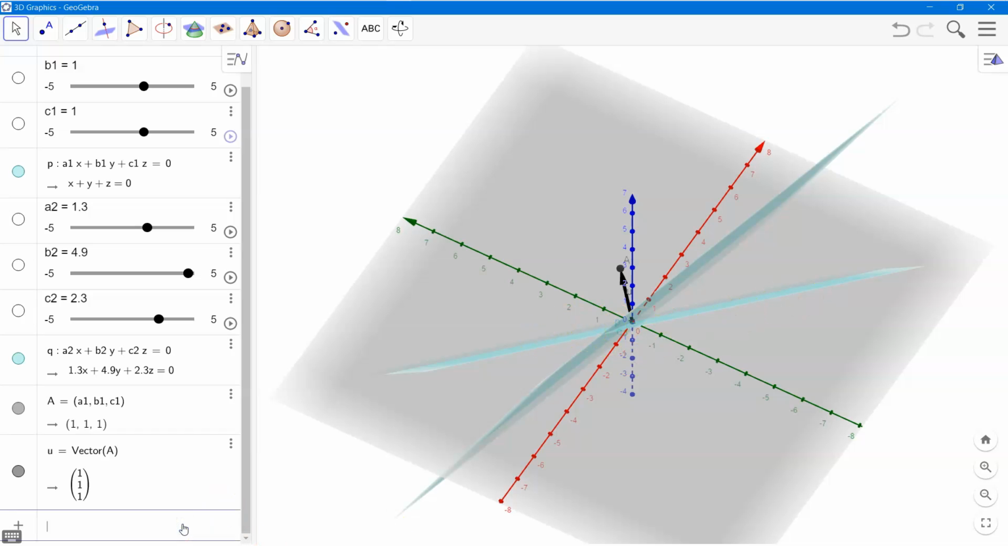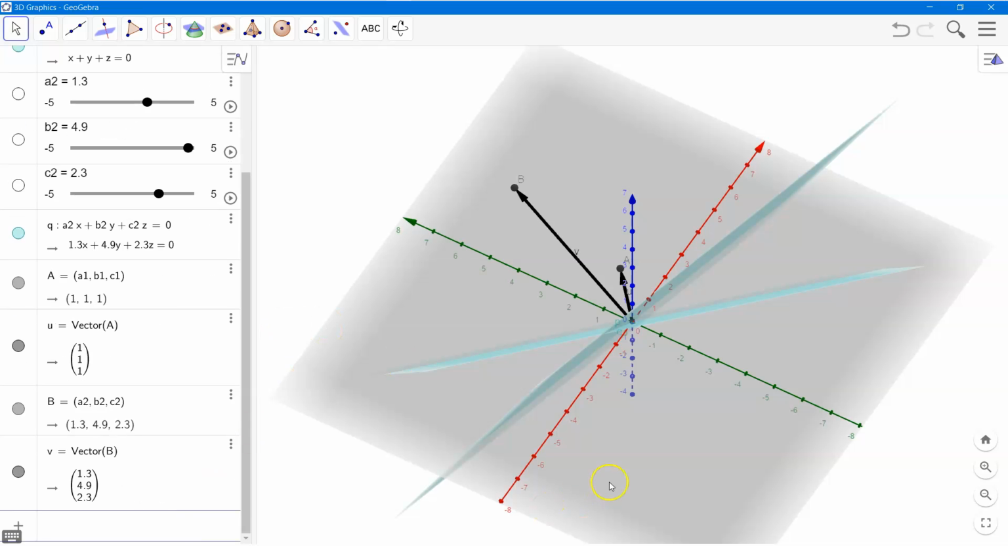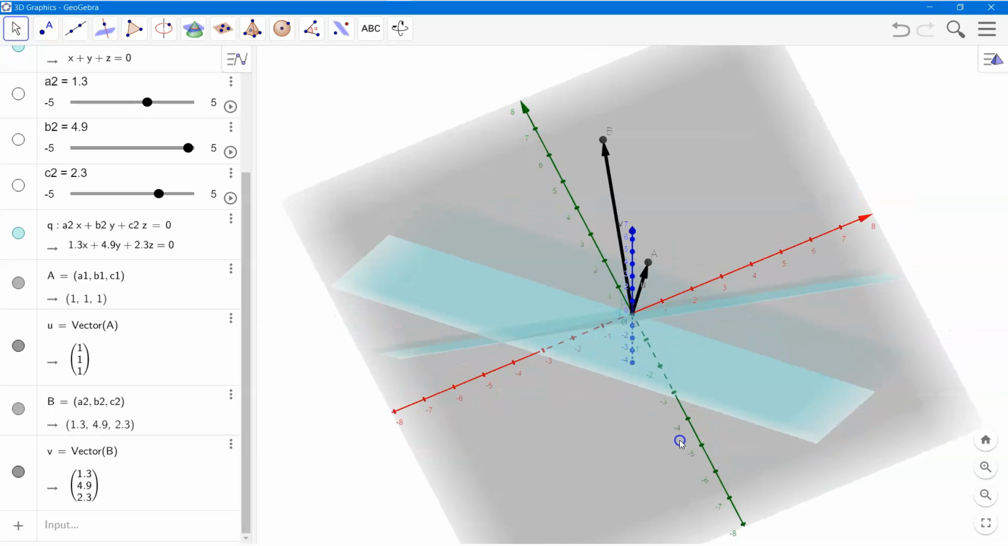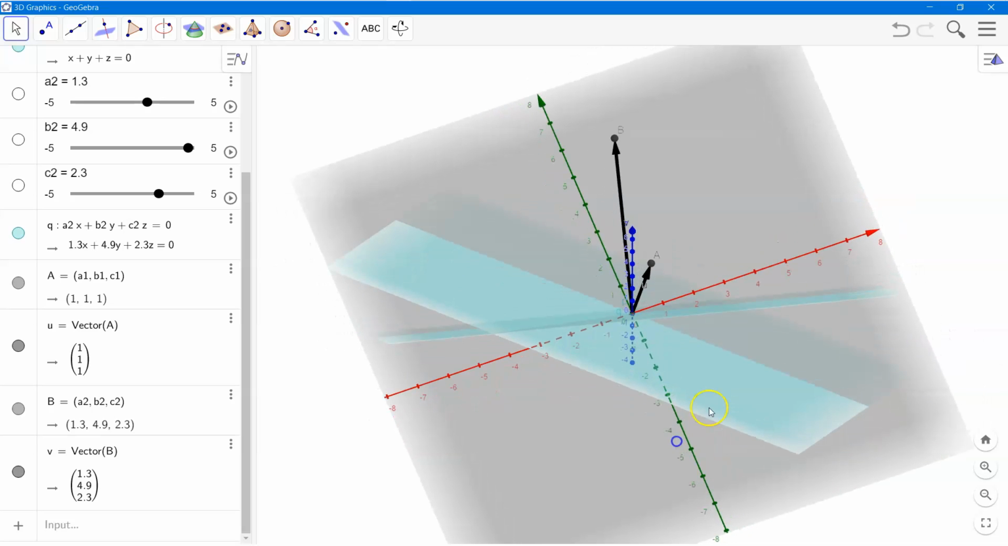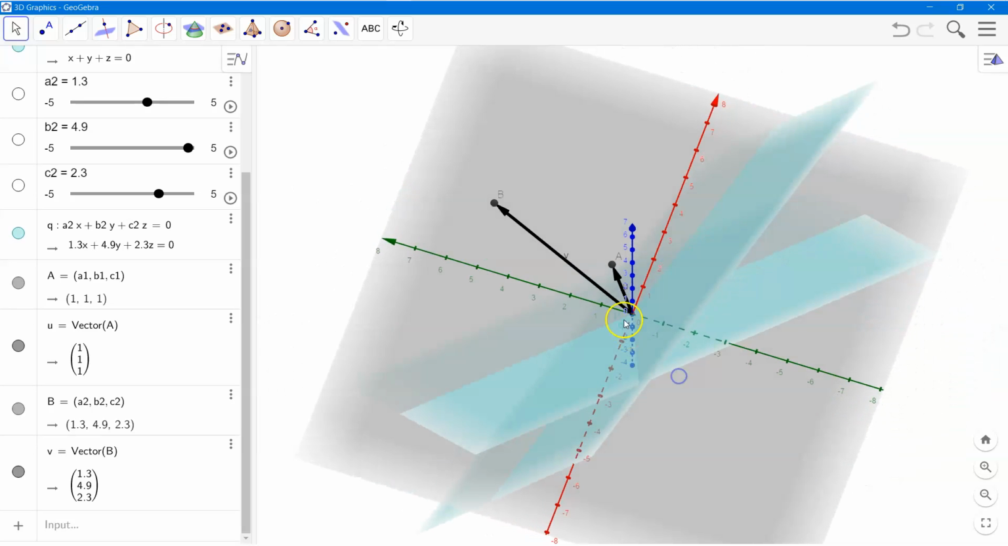Similarly, let's look at another point A2, B2, C2 and let's draw a vector B. And this is going to be perpendicular to this plane. So now if we just figure out the angle between these two vectors, that would be the angle between the two planes. So for that we know the formula. What is the formula?